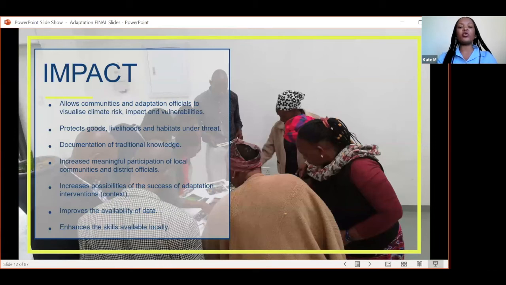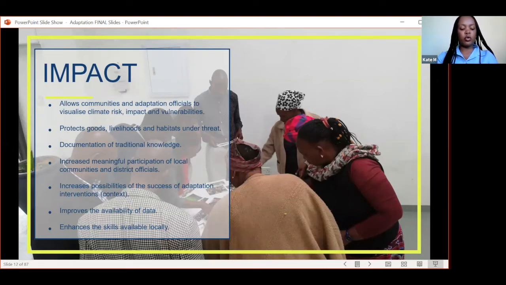Adaptation officials are not only going to be imposing solutions on local communities, but local communities are going to own solutions. They are going to interact with the maps, they are going to add to the maps, and that will lead to a meaningful engagement.